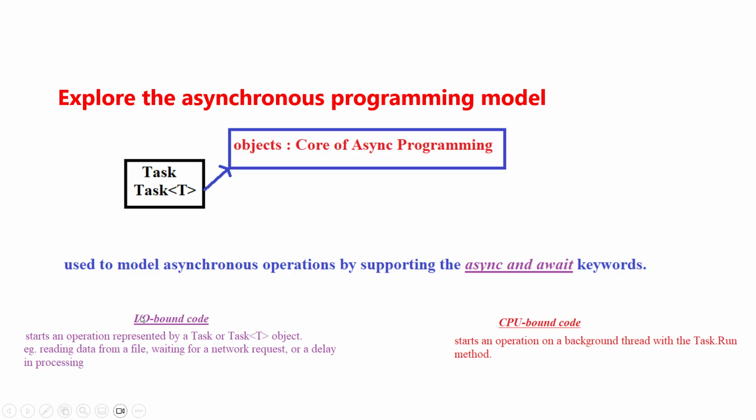The first is the input bound code. Here the operations are represented by Task or Task of T. T is the generic term and here we can include any data type, be it complex or simple. These are mainly used when you are reading some information from a file, or you are waiting for a network request, or there is some delay in processing. And next is CPU bound operations. Here the tasks start an operation on a background thread with the Task.Run method. We will learn these with the help of some programming code. So without wasting much time, let's dive into some programming.